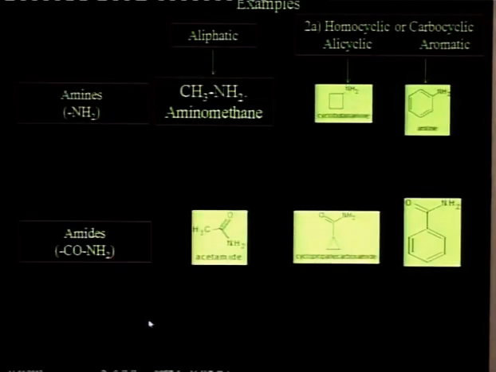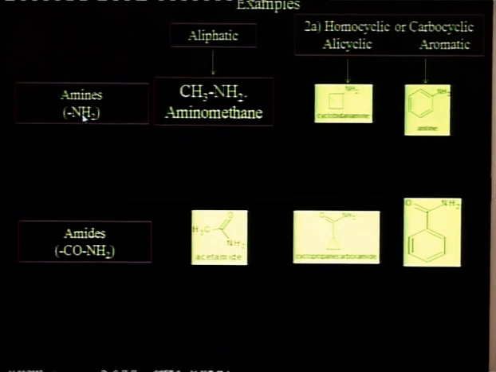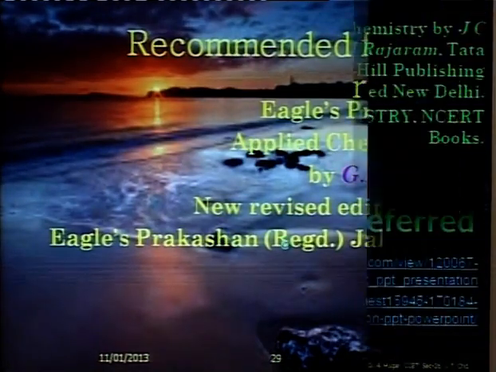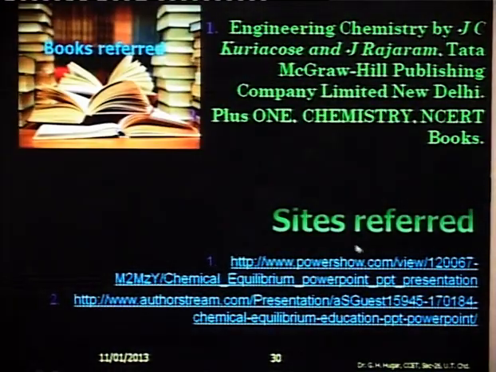So, like that, amines are the compounds which have NH2 group and amides have CONH2 group. Aminomethane for aliphatic, cyclobutane amine for alicyclic, and aniline is an example for aromatic. Okay. So, these are the examples, and there are some books.